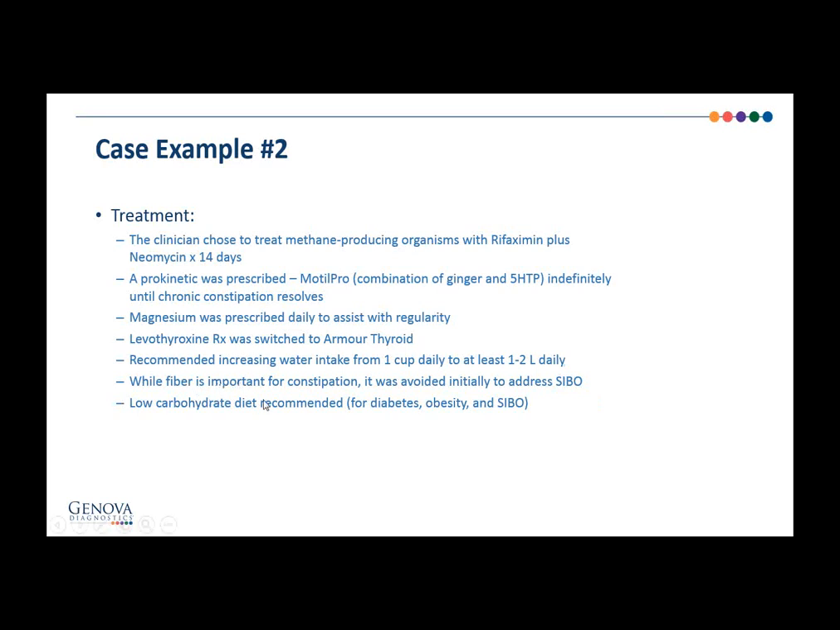And while fiber is important for constipation, it was avoided initially while they're addressing the SIBO. Sometimes giving a patient fiber who has SIBO is just going to upset the problem because the bacteria, the SIBO, can potentially ferment that fiber and create more of an issue. And then also the clinician was thinking more globally how to help this patient and recommended a low carbohydrate diet, which we know can help with SIBO, but also it can be good for diabetes and for obesity.